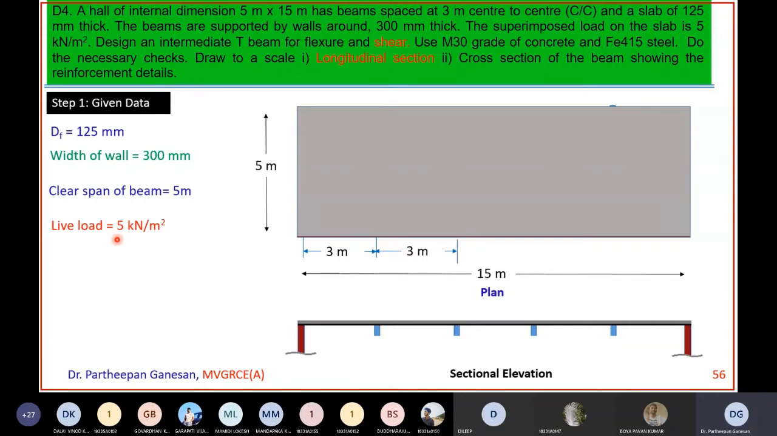Live load or superimposed load is given as 5 kilonewton per meter square, fck is given as 30 MPa, and fy is given as 415 MPa. Okay. Any doubt in this, anyone so far? Anybody have any doubt? No, sir. Okay.